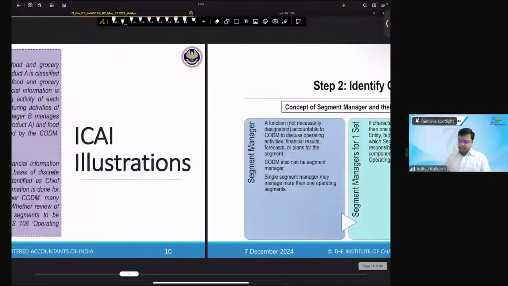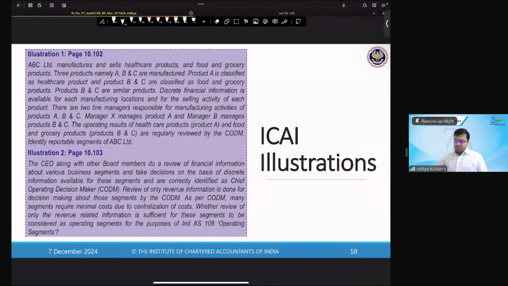Illustration 1. ABC Limited manufactures and sells healthcare products and food and grocery products. 3 products, namely A, B, and C, are manufactured. Product A is classified as a healthcare product, and B and C are classified as food and grocery products. B and C are similar products. Discrete financial information is available for each manufacturing location and for the selling activity of each product.